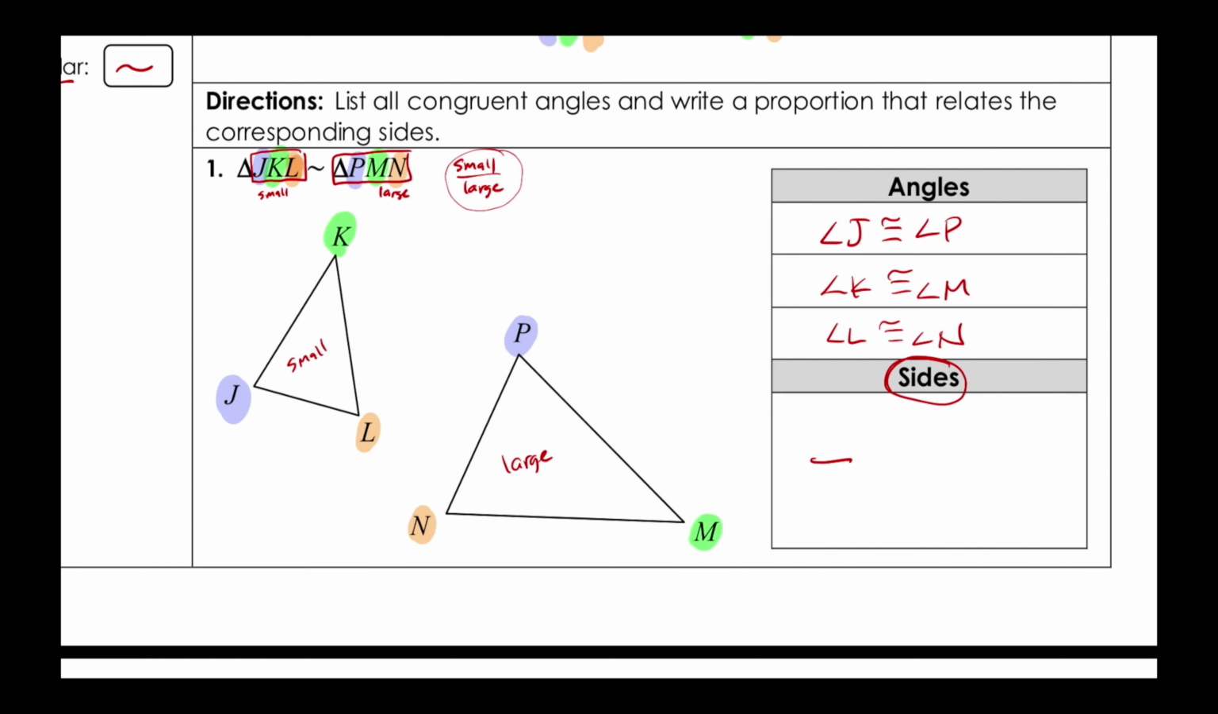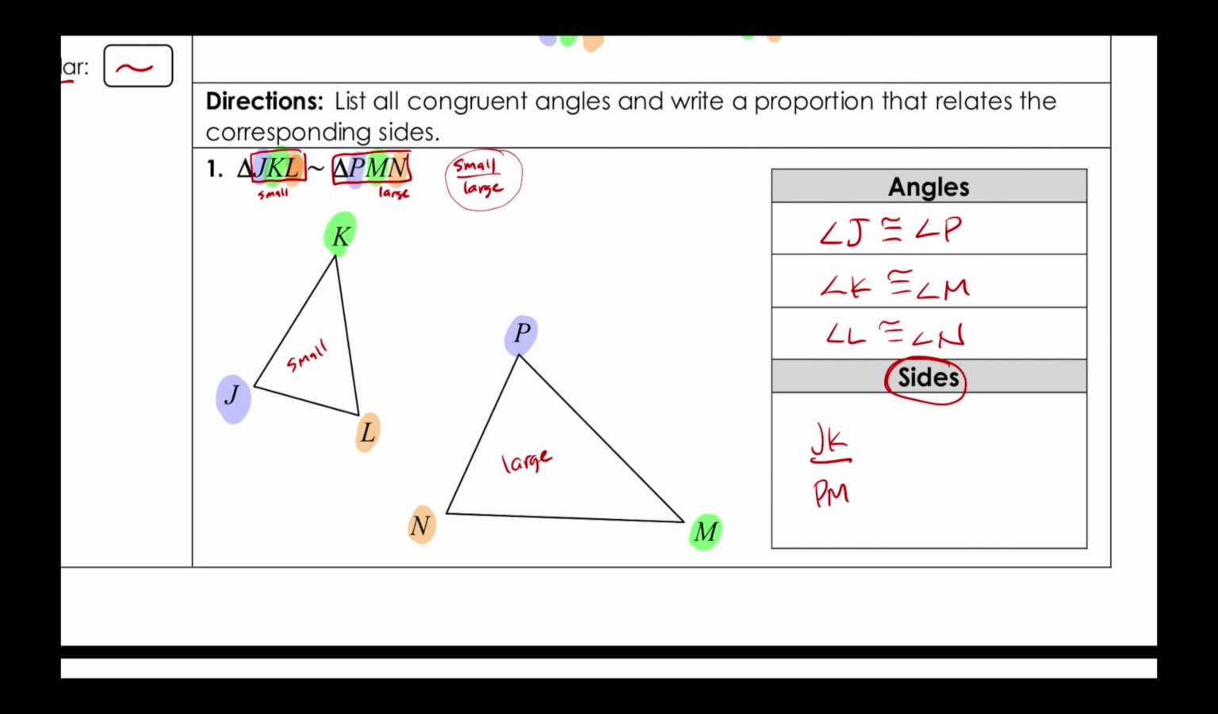Okay, so use the colors. So I'm going to do JK, because I'm starting with the small triangle. So I'm going to do purple to green, which is JK. And what does that match with? What does purple to green match with in the large triangle? Well, just go purple to green, and that's PM. Right? That's the ratio of match. You just got to put a ratio of matching sides, right? The ratio is just matching side over matching side. And we're putting small on the top, and large on the bottom, because that's the order they gave it to us.